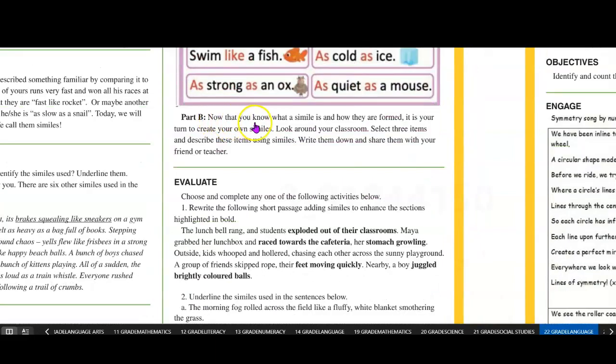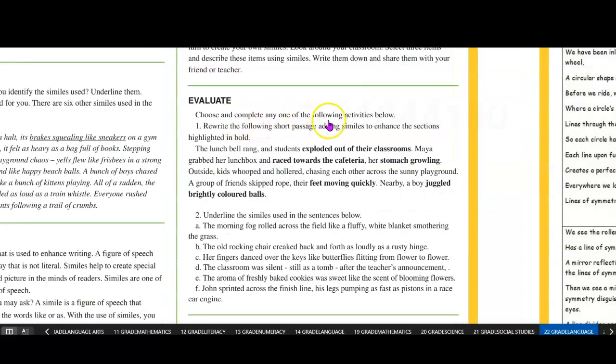Part B. Now that you know what a simile is and how they are formed, it is your turn to create your own similes. Look around your classroom, select three items, and describe them using similes. Write them down and share them with your friend or teacher. Choose and complete any of the following activities below. Rewrite the following short passage, adding similes to enhance the sections highlighted in bold.